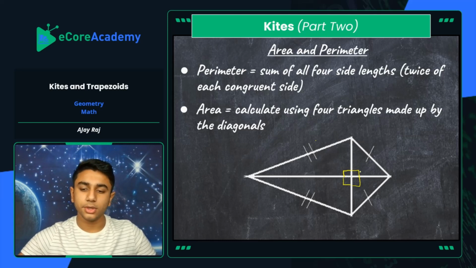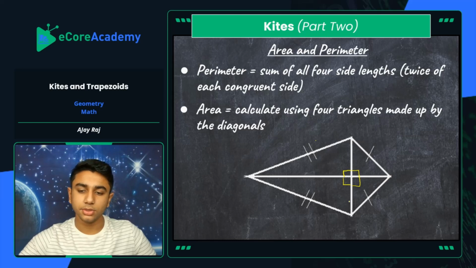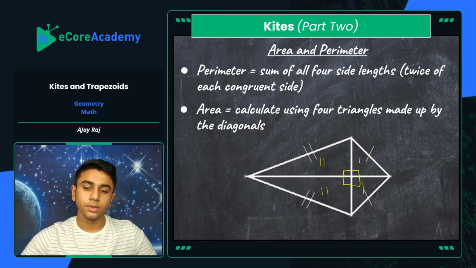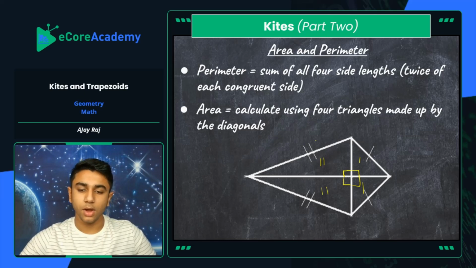Now, one thing that we do know is since these two sides are going to be congruent to each other and that this diagonal is going to be consistent and bisected, we know that these two triangles, so this guy right here, is going to be congruent to this guy, and then these guys are going to be congruent to each other as well. So what we merely have to do is calculate the area of each triangle, multiply each one by 2, and then add them together.